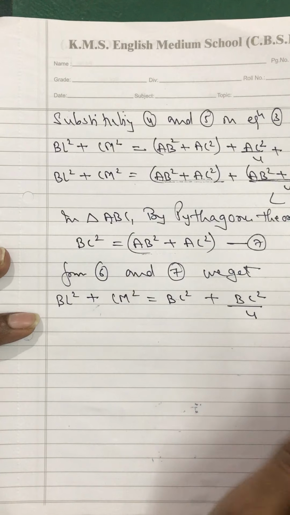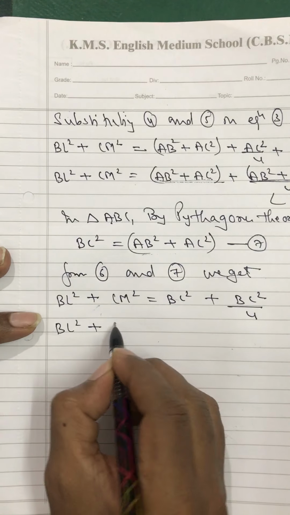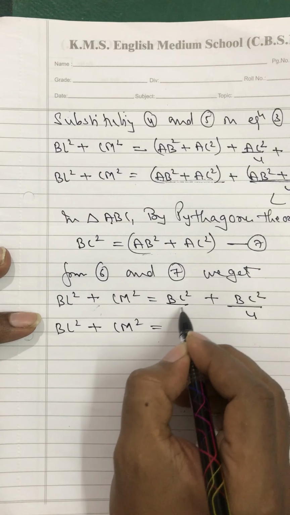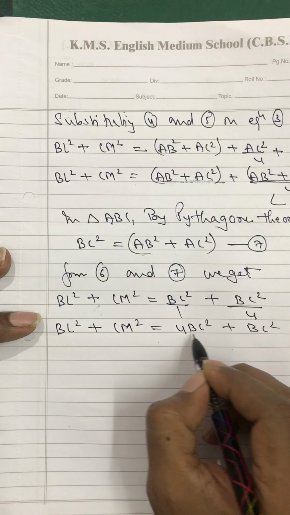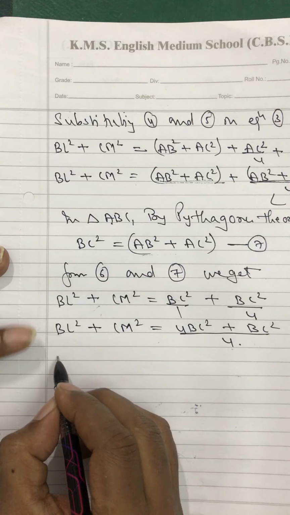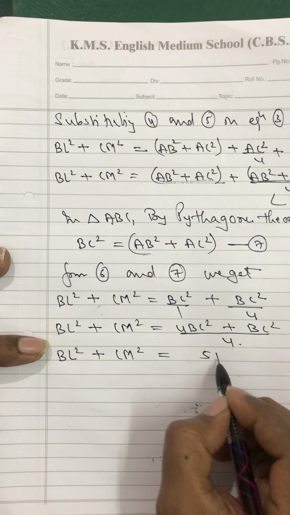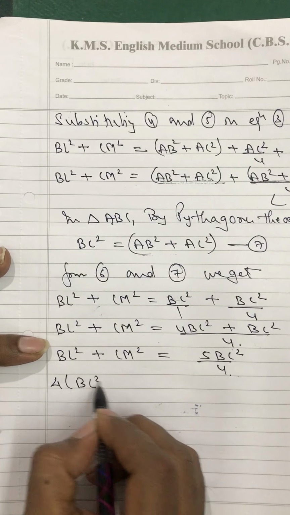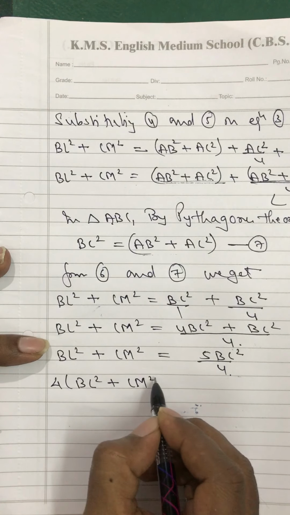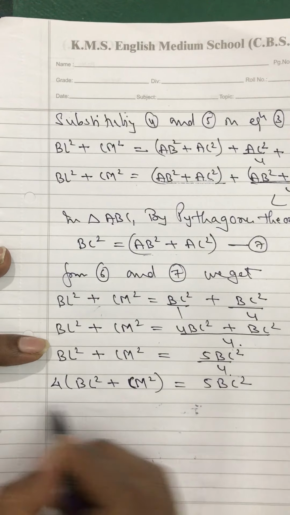Otherwise what I will do, I will multiply it throughout. BL square plus CM square is equal to BC square plus BC square upon 4. So I will get BL square plus CM square is equal to 5 BC square upon 4. So 4 comes over here, I will get 4 times BL square plus CM square is equal to 5 BC square. This is what I have to prove anyhow.